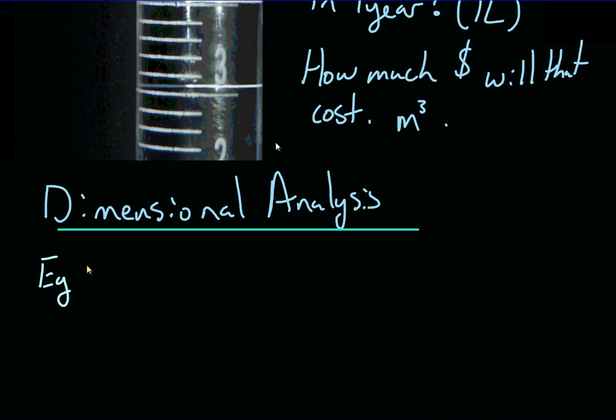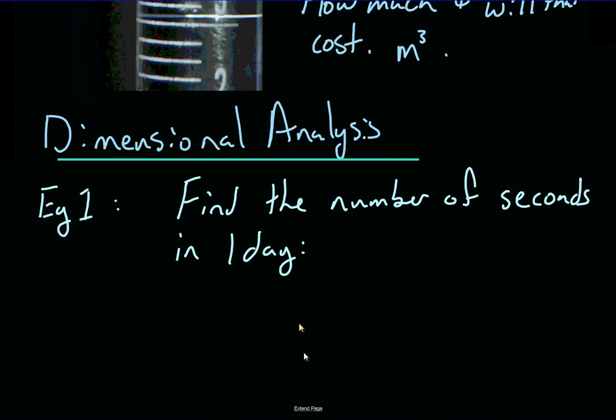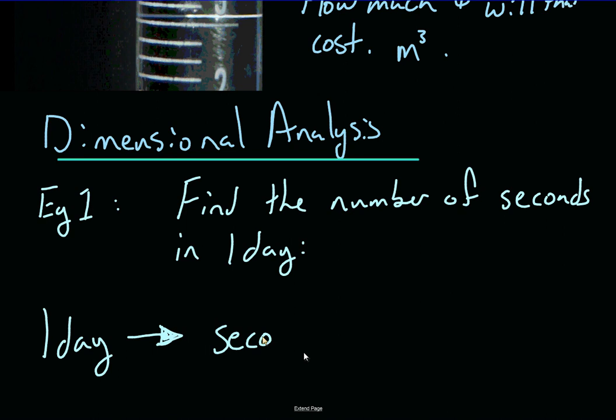Example 1. Find the number of seconds in 1 day. Okay, you may have seen this method, you may not have. If you haven't, here's a bit of a review. What we want to do is take the value of 1 day and expand it out into the number of seconds that is the equivalent of. So how many seconds are there in a day?